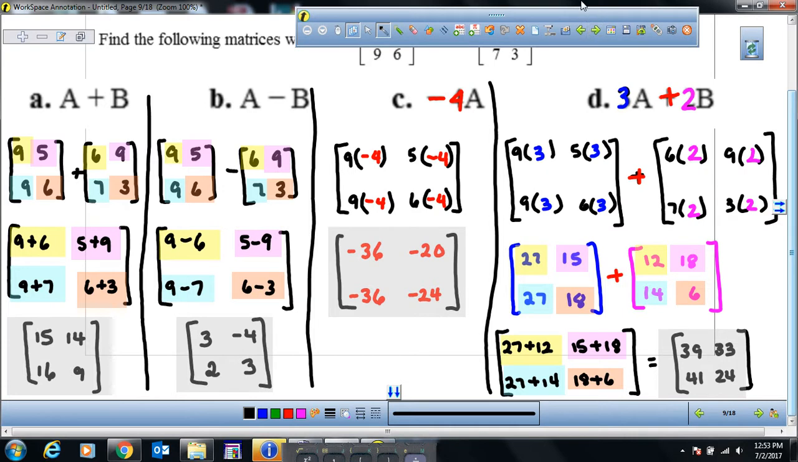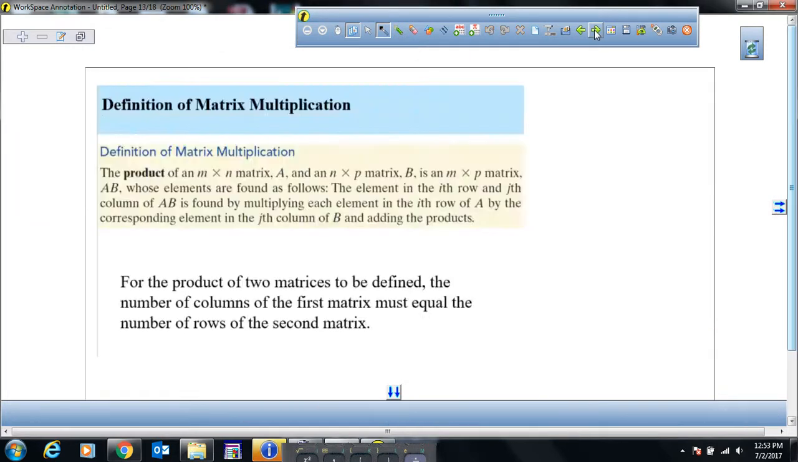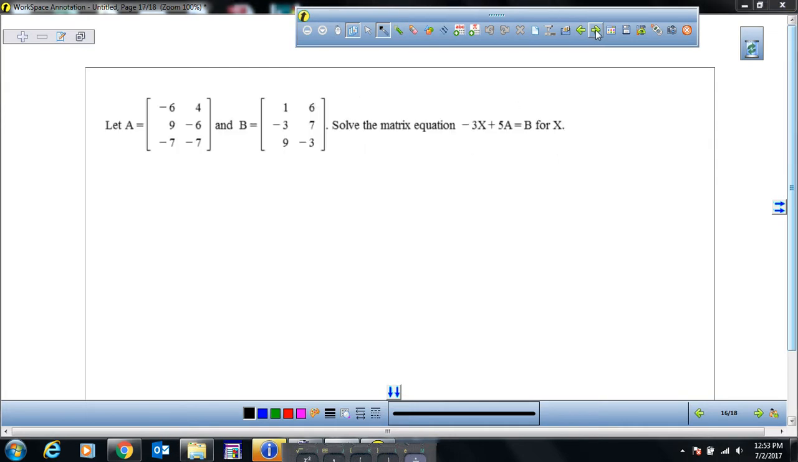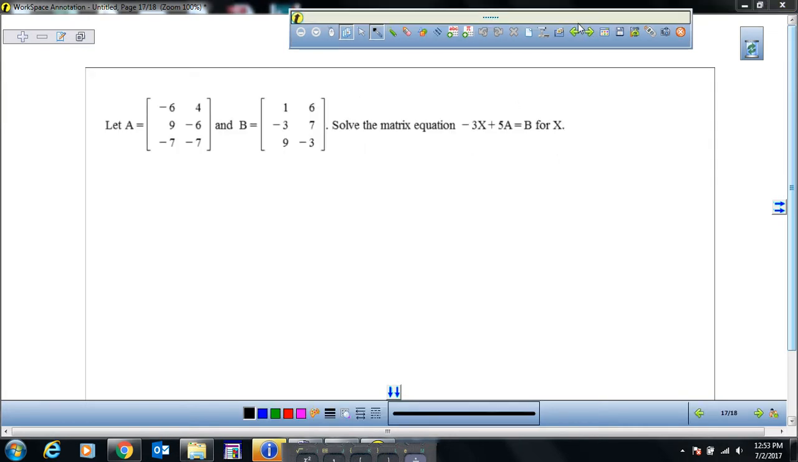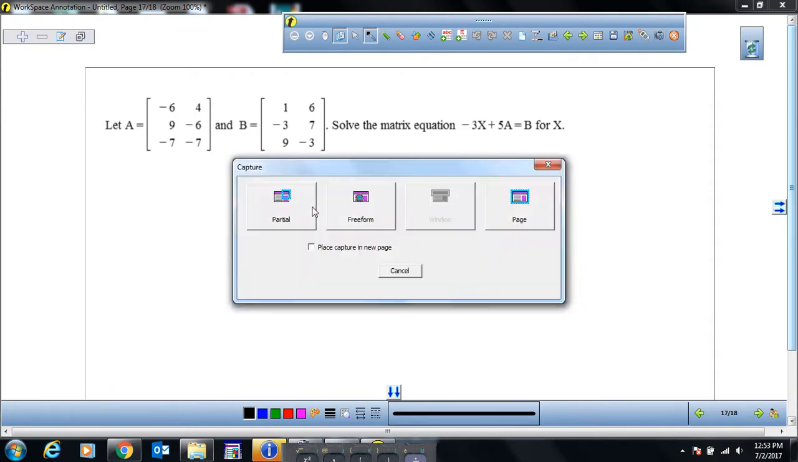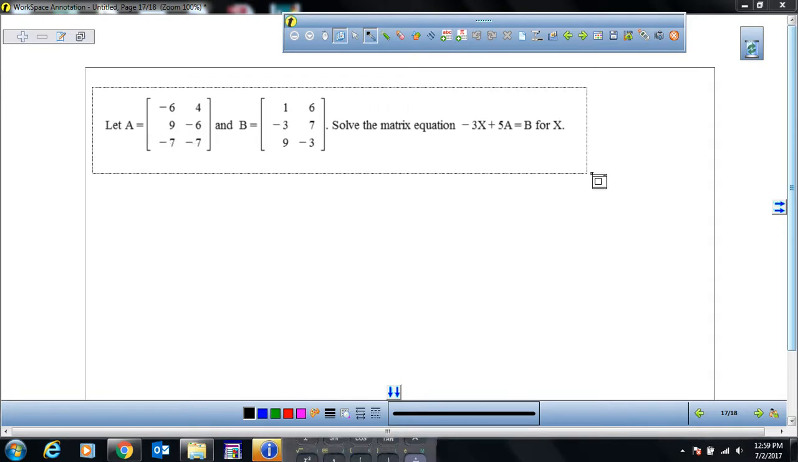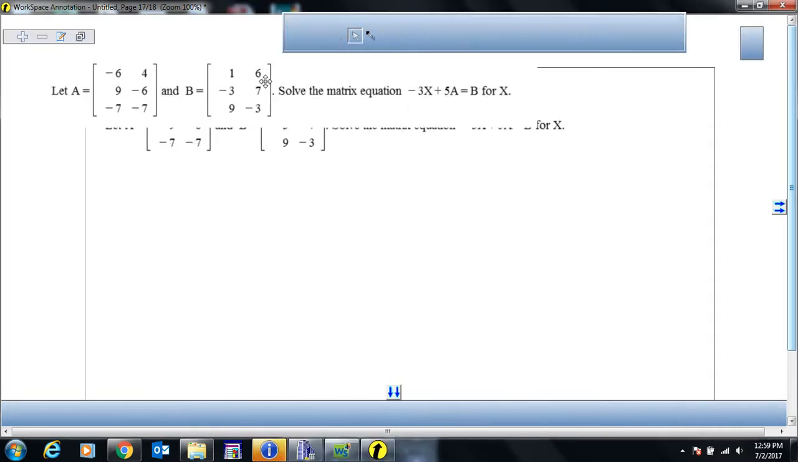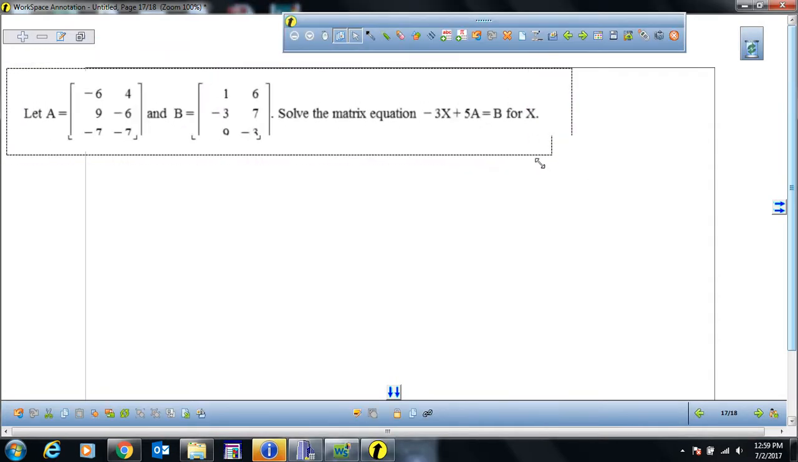Next idea. Now we're going to use this in solving matrix equations. So before we go into the last operation, which is multiplication of matrices, I'm going to skip this for a minute. We're going to solve a matrix equation. Let's solve this problem right here. Basically, we're going to use all the concepts that we just learned from scalar multiplication and from matrix addition and matrix subtraction.